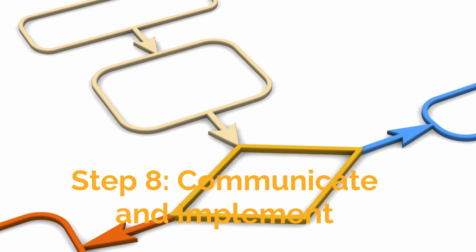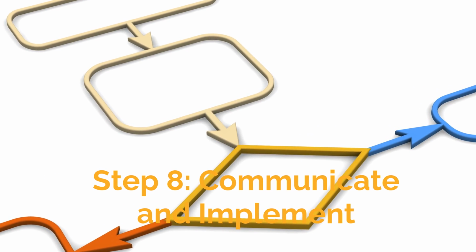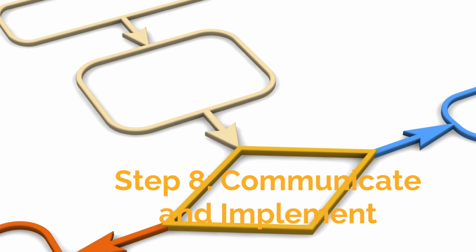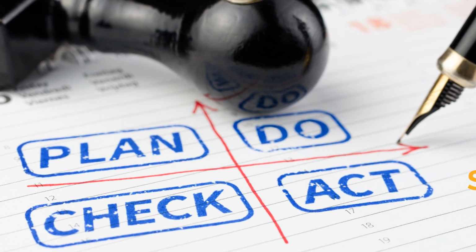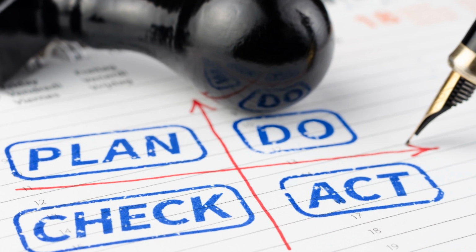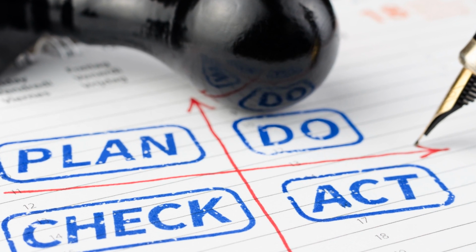Step 8. Communicate and implement. Share the final process map with all relevant parties and begin the implementation. Ensure everyone understands their roles and responsibilities within the process.